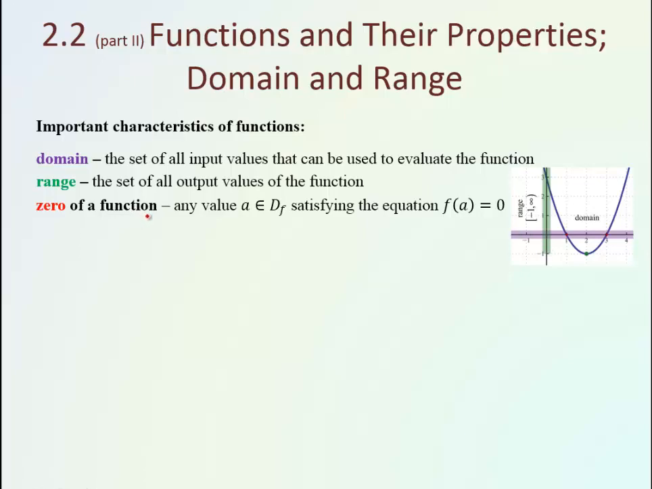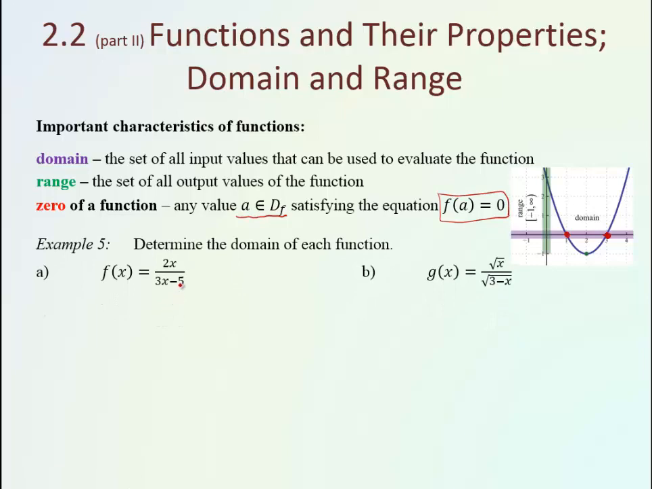Another important property of a function is the zero of a function, which gives us the idea where the function crosses the x-axis. So the zeros of this particular function are 1 and 3. Generally, a zero of a function is any value a from the domain of the function such that the value of f at this point a is equal to 0. So any a that will satisfy this equation.